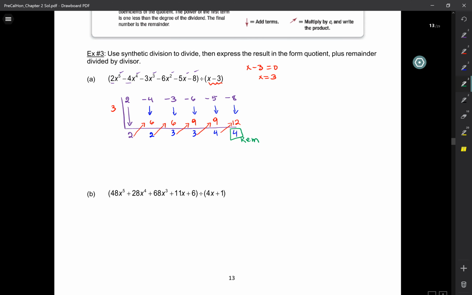All right, now the numbers that we get underneath here are going to give us our quotient. We use the coefficients, and what happens is the exponent of that highest degree is reduced by 1 when we divide. So if it was x to the 5, it's now x to the 4. So the coefficients are 2, positive 2, positive 3, positive 3, positive 4. And now, next to these, I'm going to put my variables. So x to the 5 now becomes x to the 4. And from here, it just moves down across from x to the 4 to x to the 3, x to the 2, x to the 1, and finally the constant term. So in our directions, it said to express the result in the form of the quotient plus remainder by divisor. So it's this plus 4 over x minus 3.